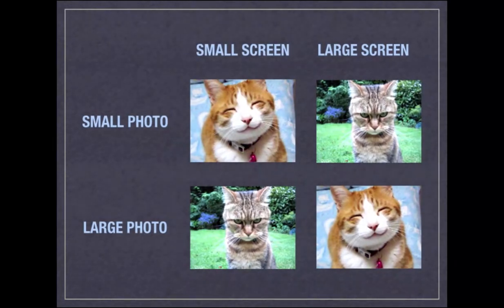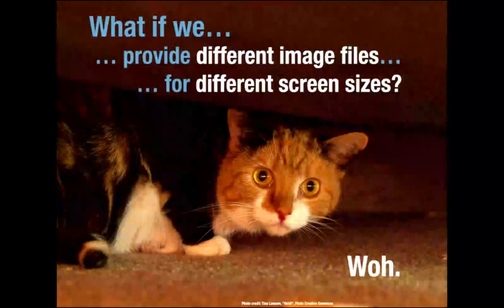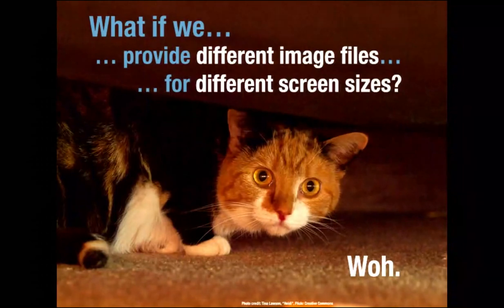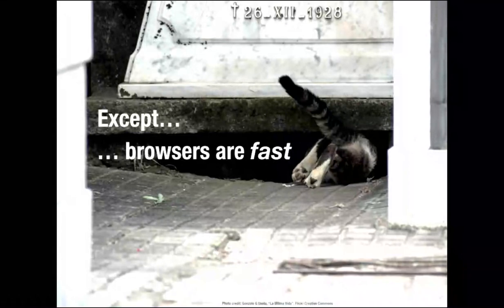So how do we solve this? And the answer is, what if, let's just think about this, blows your mind, right? What if we could provide a different image file for a different device, and each one was appropriately sized so that it looked cute, but also downloaded quickly? That would be fantastic, right? That is challenging, actually, because browsers are really, really fast. They've been optimized to try to load things up as quickly as possible.